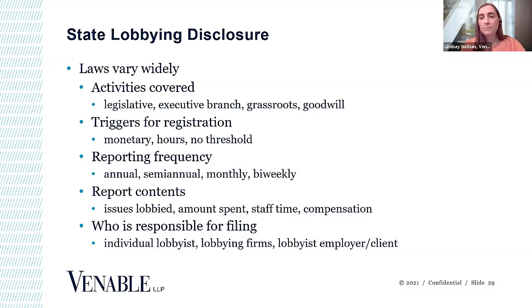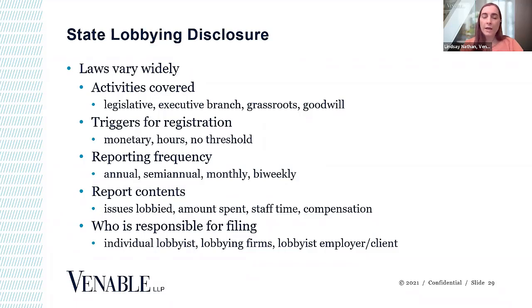Sometimes it's a number of hours, sometimes it's a percentage of your time spent on lobbying, and sometimes there's no threshold at all. So even one direct contact with a covered official will require your organization or an individual to register as a lobbyist. Occasionally, there are places where there are grassroots only filers. So if you are engaged in just grassroots lobbying activities and you don't make any direct contacts with a covered official, that grassroots activity may also require you to be registered and reporting on your spending and other activity related to lobbying. The reporting frequency for state and local lobbying varies quite a bit as well.